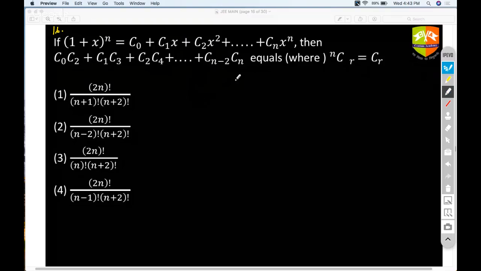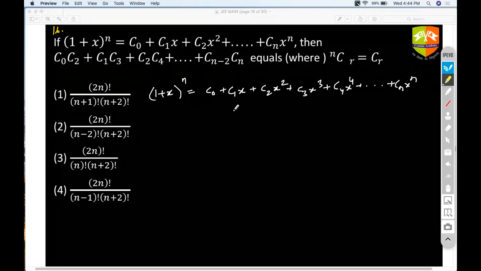Yeah, so we have done this question many times. So if you expand this term, you get C0 plus C1x plus C2x square, C3x cube, C4x 4 on the way till Cn xn, right? And if you write the expansion of 1 plus x to the power n, we get C0 x to the power n, C1 x to the power n minus 1, C2 x to the power n minus 2, C3 x to the power n minus 3, C4 x to the power n minus 4, and so on till we reach Cn.